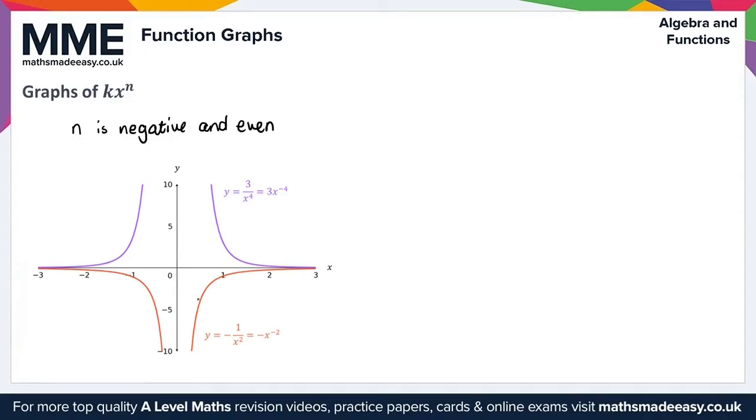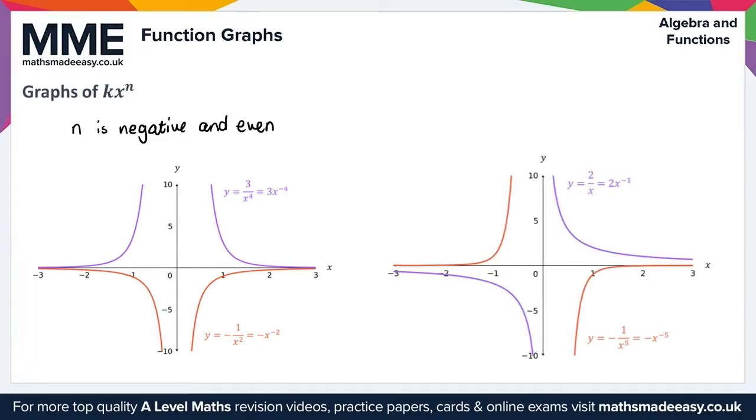And finally, let's take a look now at when n is negative and odd. So the parts of the graph are in diagonally opposite quadrants. And we notice here in the bottom left and top right quadrants, these are both for 2 over x, so y equals 2 over x. So these are actually what we'd call reciprocal graphs or curves.